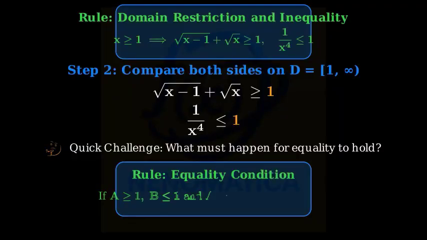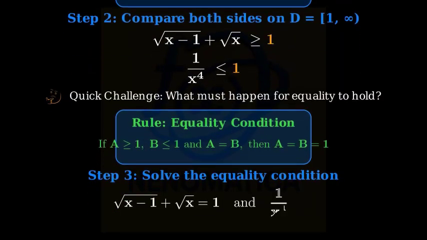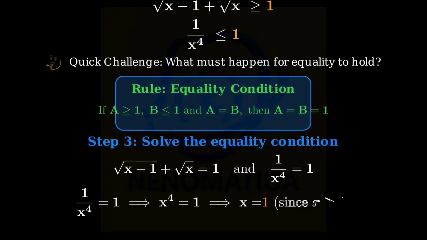Step 3. Enforce equality. Since the left side is at least 1 and the right side is at most 1 for x at least 1, they can be equal only when both are exactly 1. From 1 over x to the fourth equals 1, we get x to the fourth equals 1. With the domain restriction x greater than or equal to 1, the only solution is x equals 1.